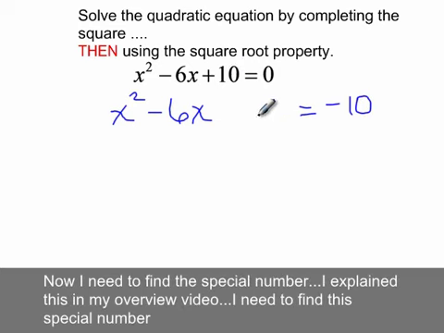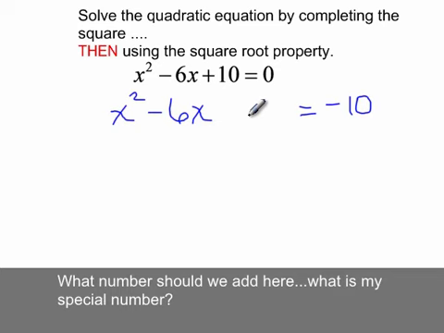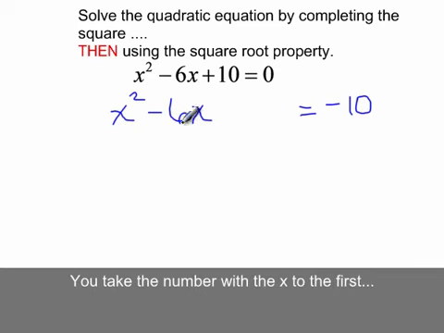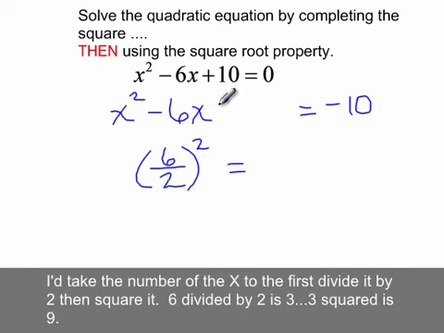Now I need to find a special number. I explained this in my overview video. I need to find this special number to where when I factor this, it will be something squared. And I can use the square root property. What number should we add here? What is my special number? You take the number with the x to the first. In this case, it is 6. Divide it by 2, and then we will square it. I take the number with the x to the first, divide it by 2, and then we square it.